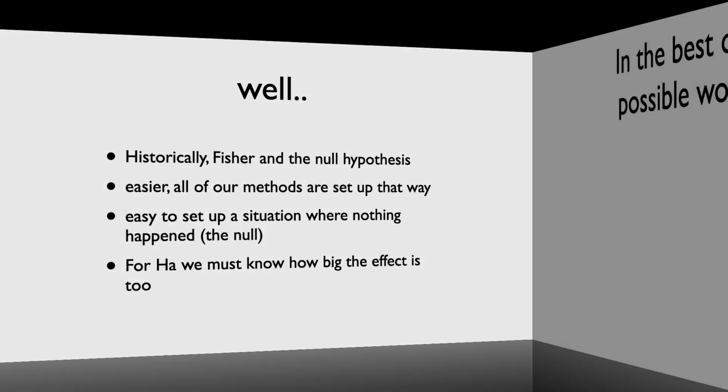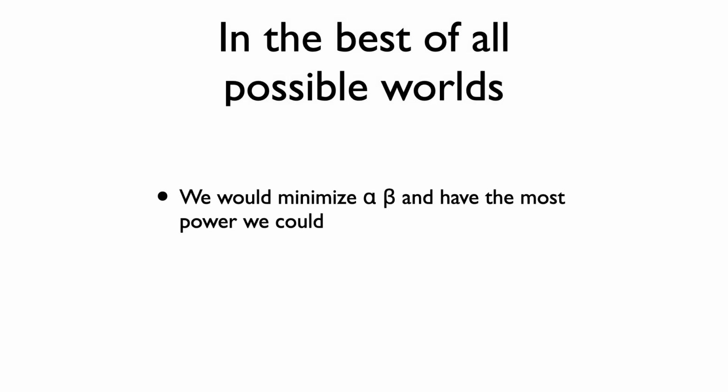Anyway, right. So the best of all possible worlds, we would minimize alpha and beta. That's the probability of a type 1 and a type 2 error. And that would give us the most power we could get, because remember, power is just 1 minus beta. Power is correctly rejecting a false null. So we want that. If it's there, we'll find it. And we don't want to make type 1 errors. Okay? That's our hope.